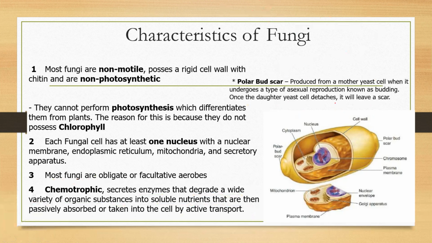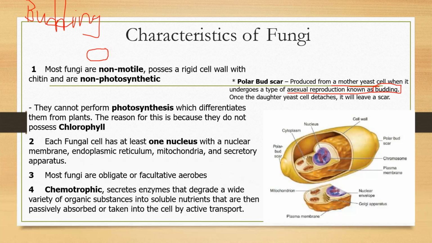Now let's talk about the polar bud scar. As I mentioned, one key characteristic of fungi is that they would have a polar bud scar. Polar bud scar, class, is produced from a mother yeast cell when it undergoes a type of asexual reproduction known as budding. Once the daughter yeast cell detaches, it would leave a scar. Your yeast cell would be spherical in appearance. One way of reproduction is via asexual reproduction, known as your budding.